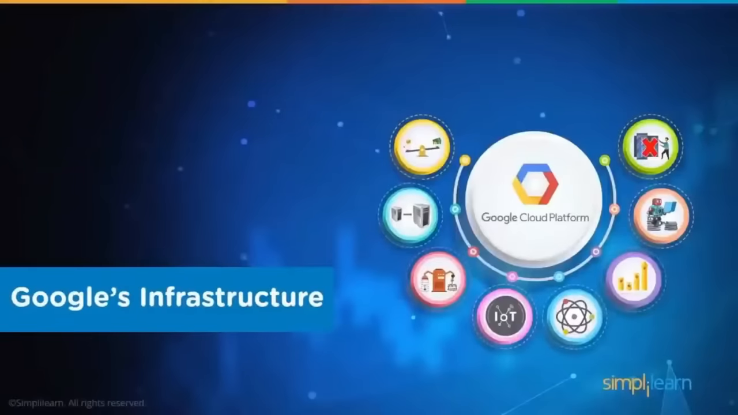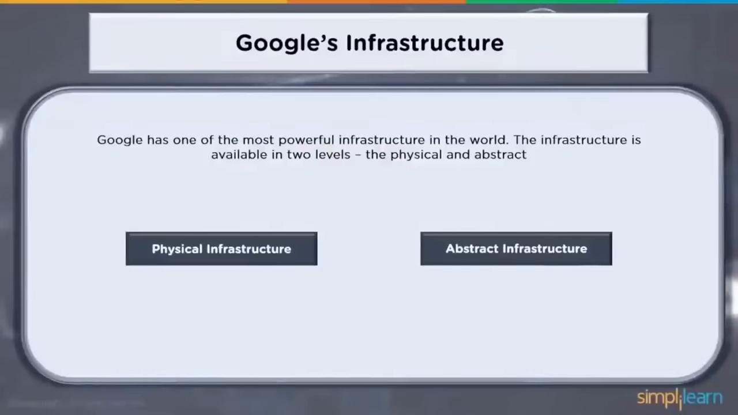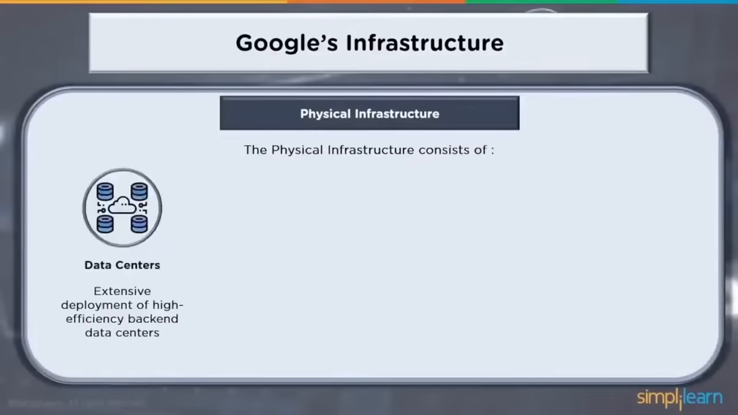When we talk about Google's infrastructure, Google has one of the most powerful infrastructures in the world. The infrastructure is available at two levels, the physical and the abstract layers. You have physical infrastructure, and then you have abstract infrastructure.